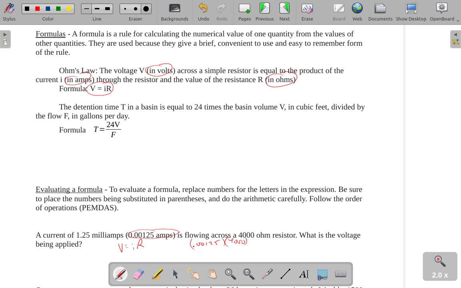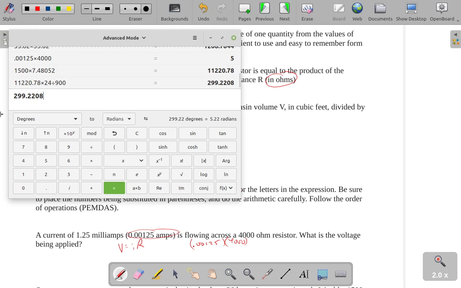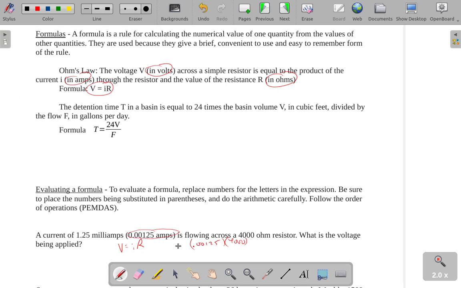To figure out what the voltage is, we can just take 0.00125 times 4,000, not 400, and we can see we get V is 5. So that means the voltage of this particular circuit would be 5 volts.